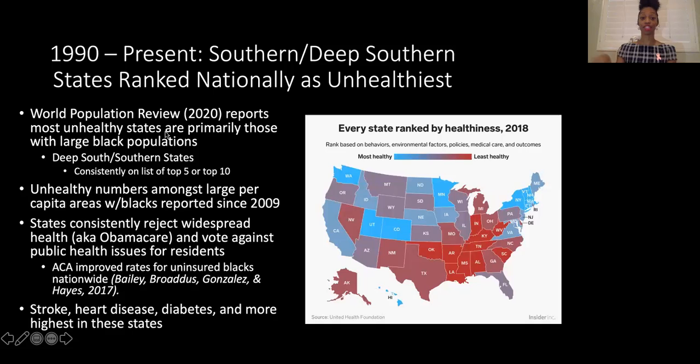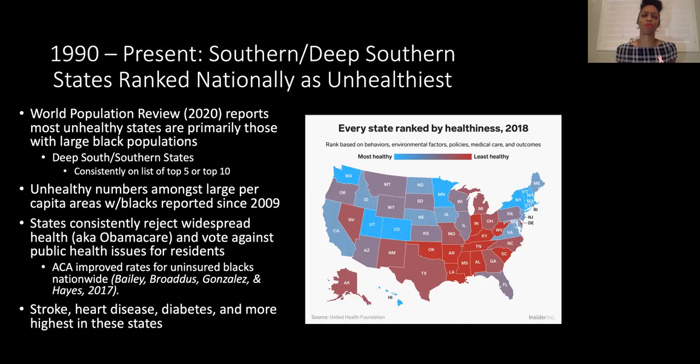Looking from 1990 to the present in the southern deep states, all the red states are the most unhealthy. And really since about 2009, when these statistics were reported, the southern states have just traded places within the top 5 or top 10 most unhealthy states. So one year it might be Alabama in the top spot. The next year is going to be Mississippi. The next year is going to be Arkansas or Tennessee. They just rotate, but they're all extremely unhealthy.